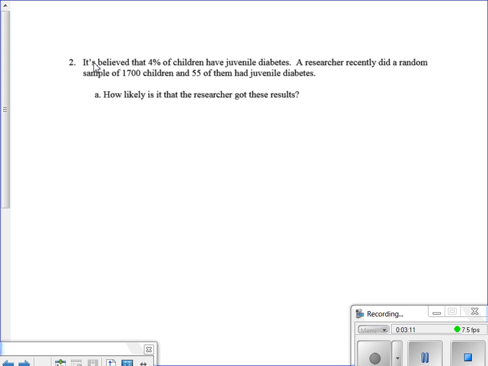There's number one. Number two, it is believed 4% of these children have juvenile diabetes. A researcher did this. This is a proportion problem. So now we're doing the probability of a proportion. Well, what is my p hat? The p hat here is 55 out of 1,700, which by quick calculation is 0.03. That's what's going to go into my statement. The fact that this p hat is below the expected value 0.04 means it's less than.